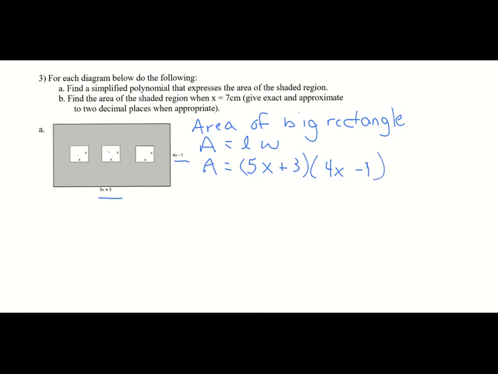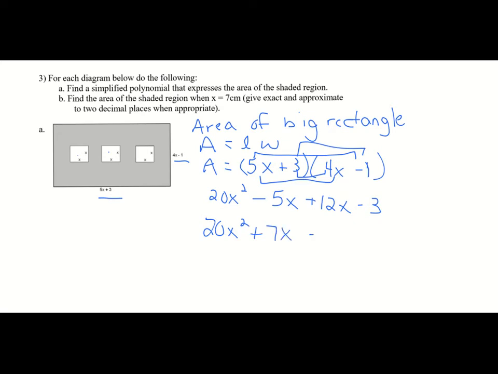So we're going to need to FOIL here. So let's FOIL. 5x times 4x is 20x squared minus 5x plus 12x, and then minus 3. So we can combine like terms. We have 20x squared. Negative 5 plus positive 12 will give me positive 7x minus 3. But now we need to worry about those picture frames.